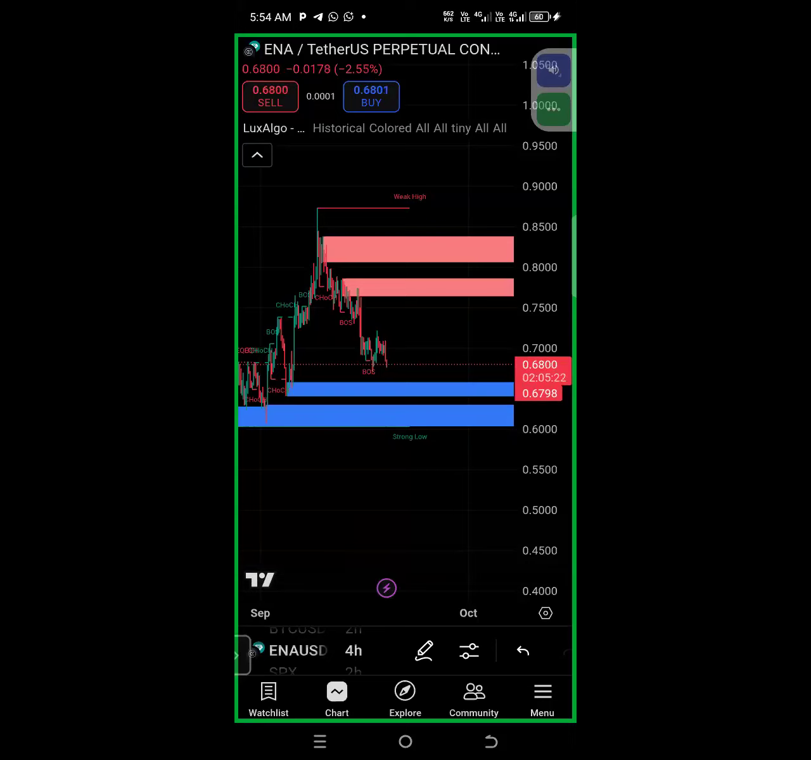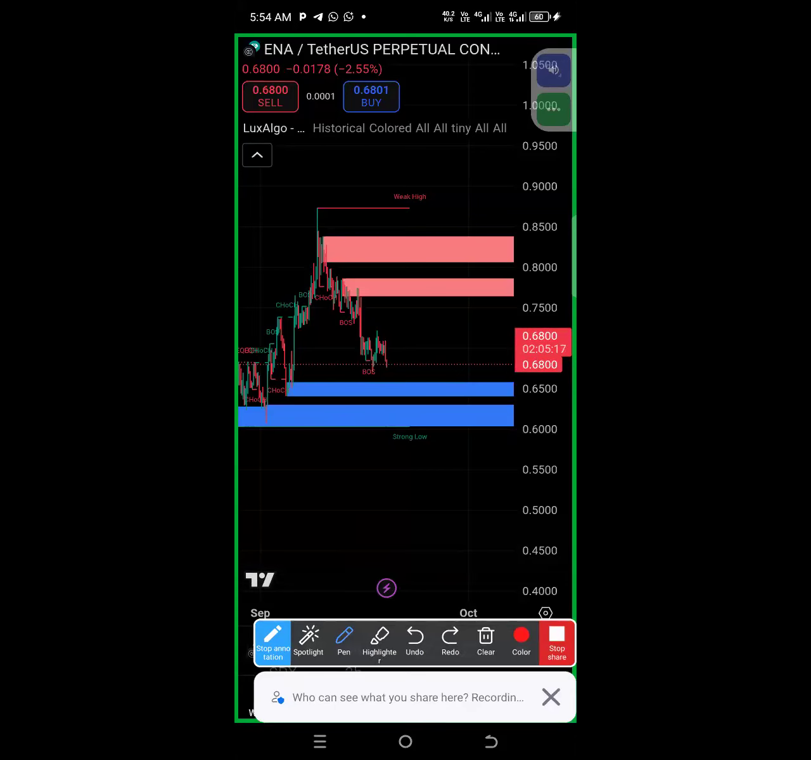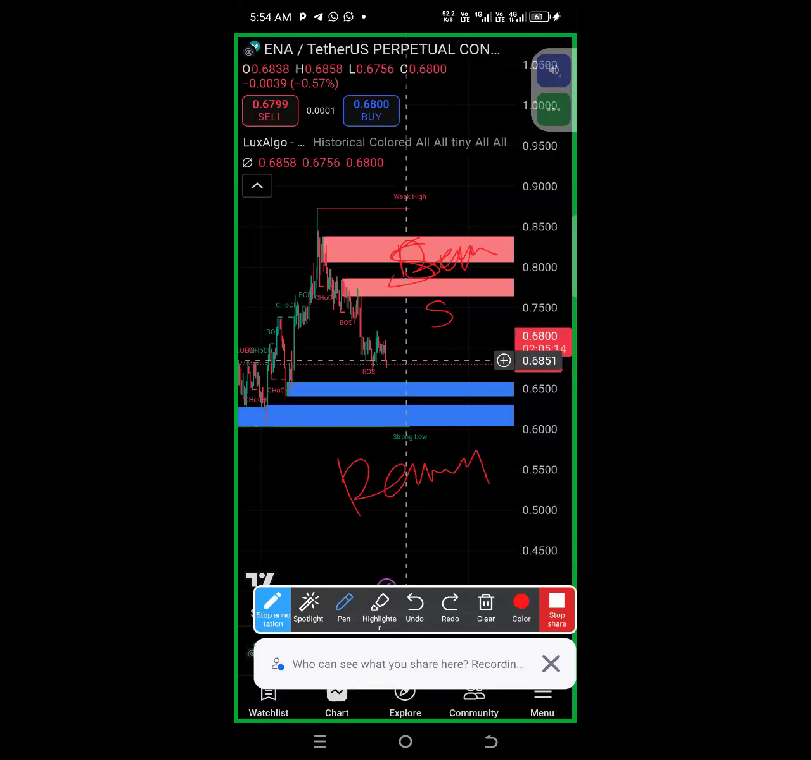So we look at this, we said this blue line is our order block, and it's our order block, which is the demand zone, right? The red line would happen to be our order block, which may be the supply.